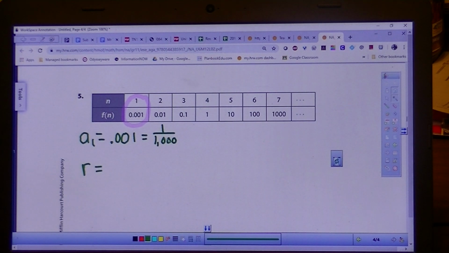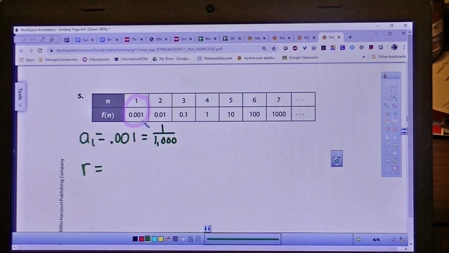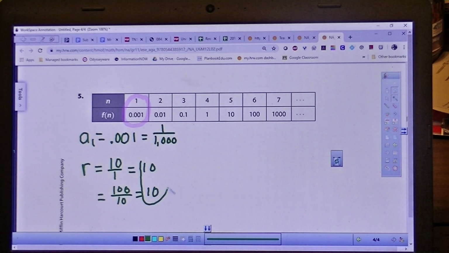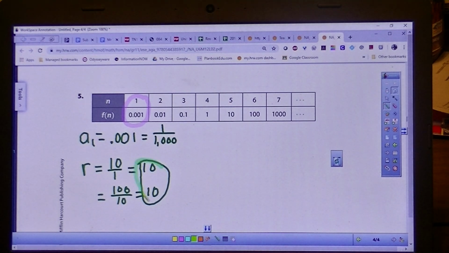Okay, well we could do 0.01 divided by 0.001, that's okay. We could do that. But we can also do 10 divided by 1 equals 10. And then we could come over here and take the 6th term and divide it by the fifth term, and say this is also 100 divided by 10, which is still 10. Okay, we got ourselves a common ratio here. So this is definitely what our R value is.